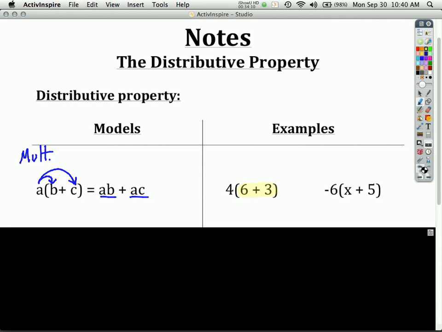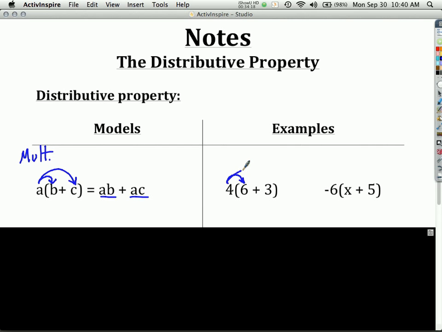So what I want to do is use this to illustrate the distributive property. So, the 4 gets multiplied times the 6. The 4 gets multiplied times the 3. And here's how we're going to write it. And you need to get used to this because you're going to write this like this every time. 4 times 6, underneath we're going to write 4 times 6 plus, and now we're going to do 4 times 3.